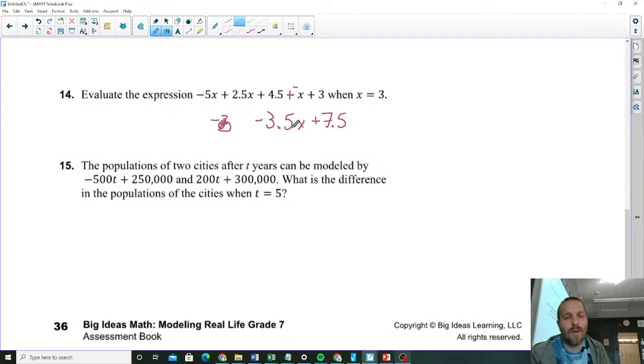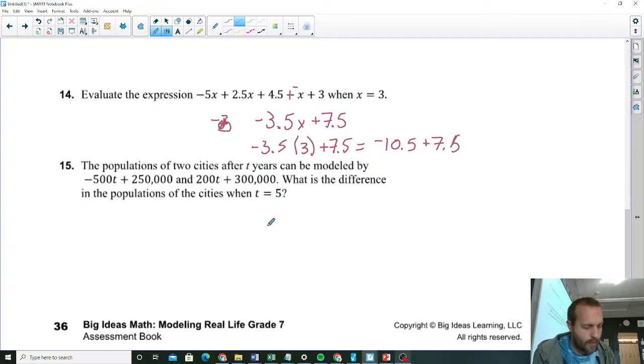And now all we want to do is find out what happens when x equals 3. So we go negative 3.5x, where 3 goes in for x, plus 7.5. So negative 3.5 times 3 gives us negative 10.5 plus 7.5. So negative 10.5 plus 7.5, that gives us negative 3.